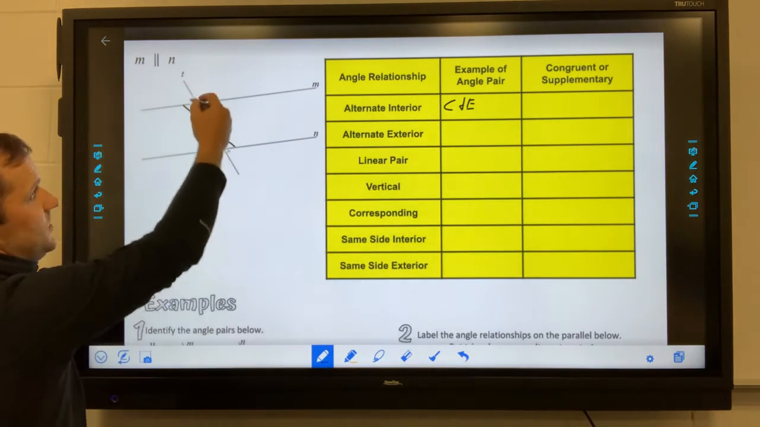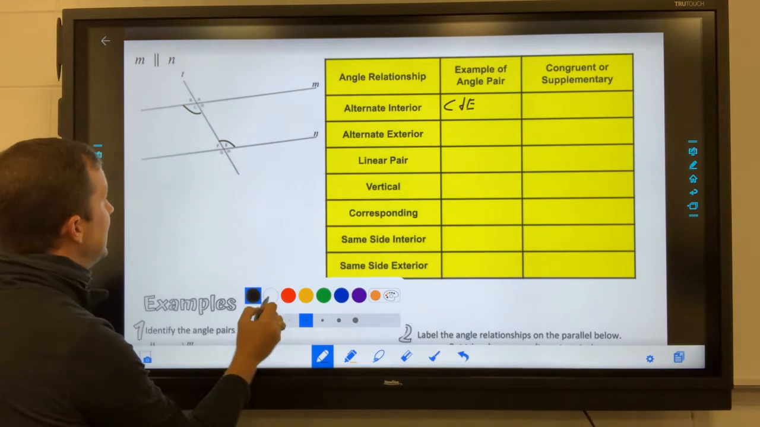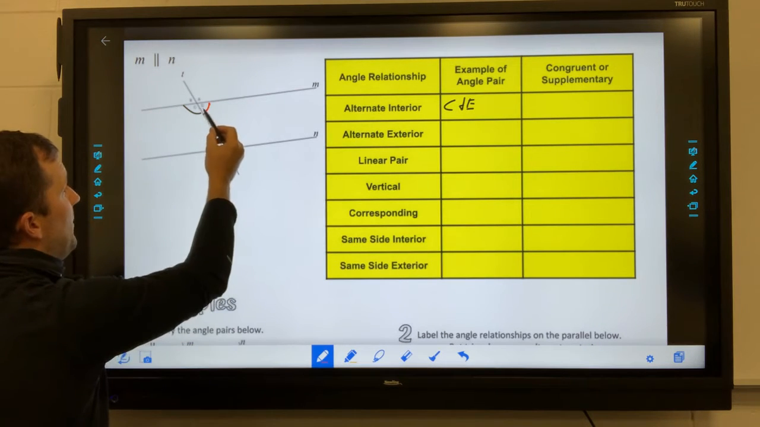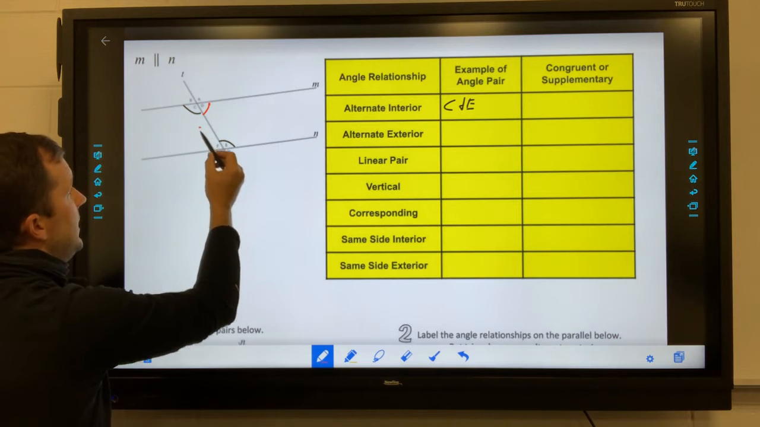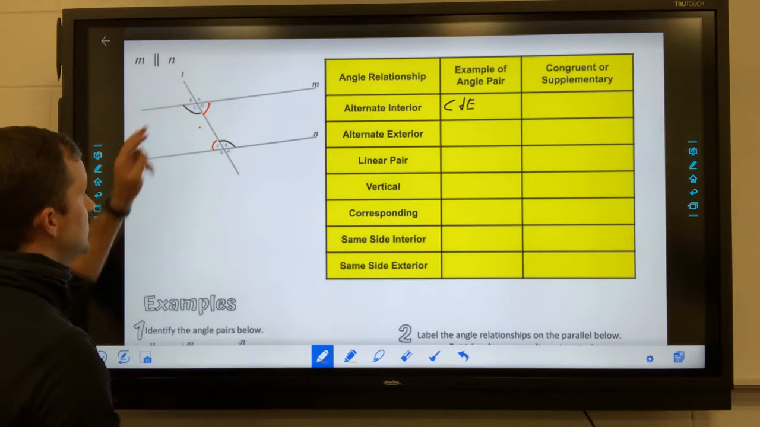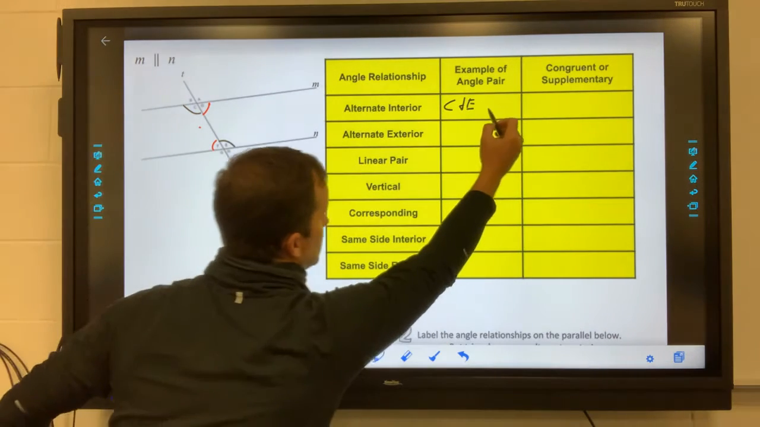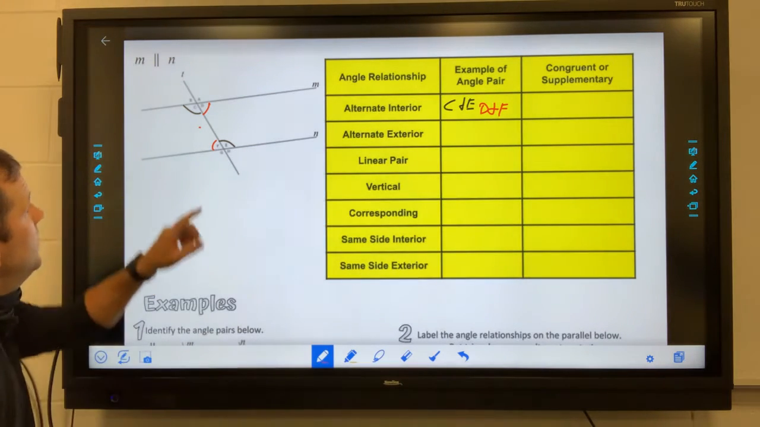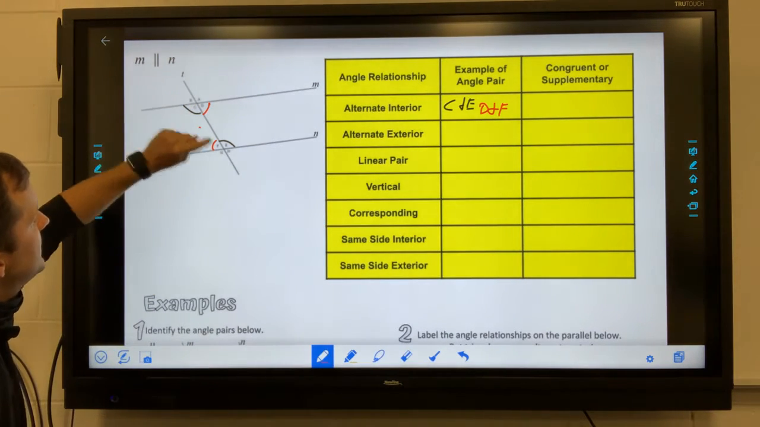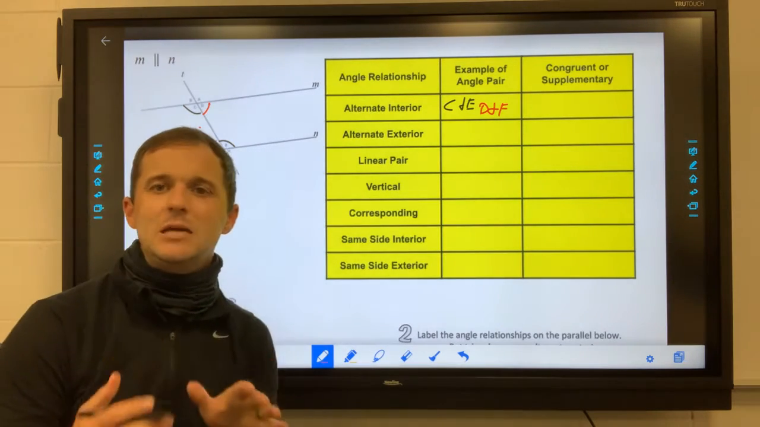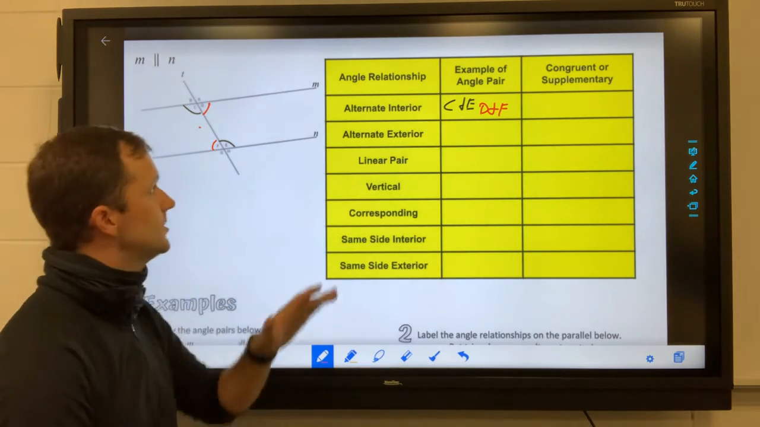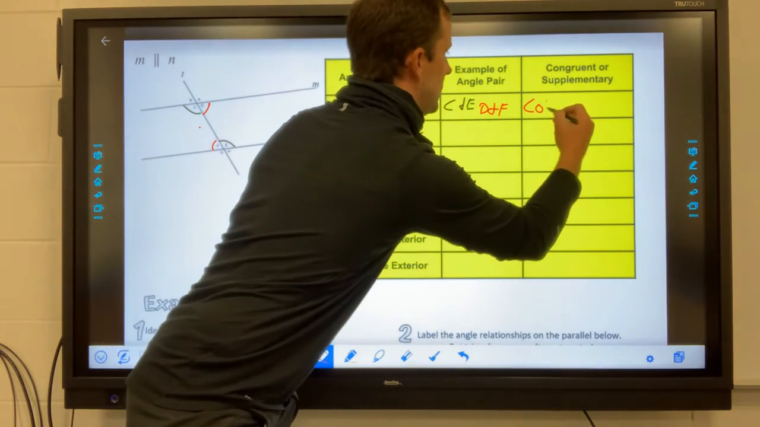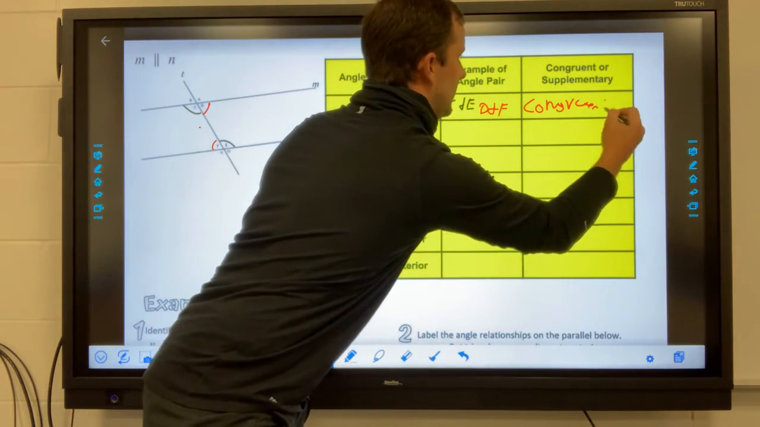Now for the other interior angles, I have D and, it looks like, F. D here, on the opposite side, alternate interior to that is going to be F. So D and F are alternate interior to each other. If you look, D and F are congruent and C and E are congruent. Congruent means equal. Congruent means the same. So alternate interior angles are going to be congruent to each other. I'm going to put the word congruent here. They're going to be equal.